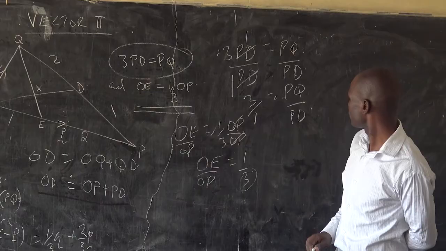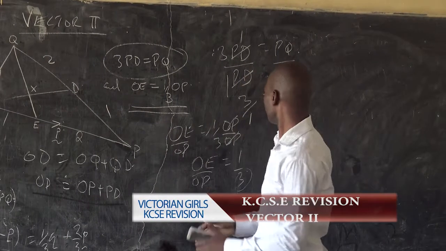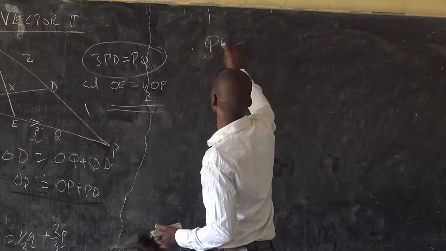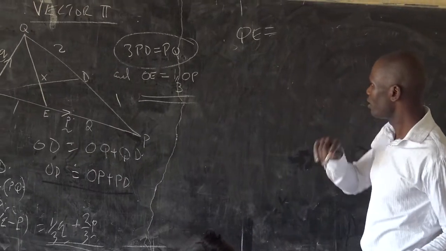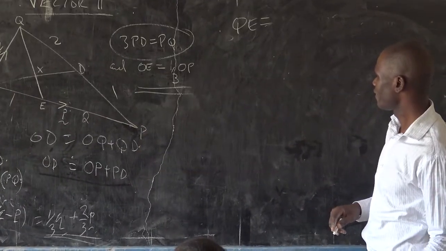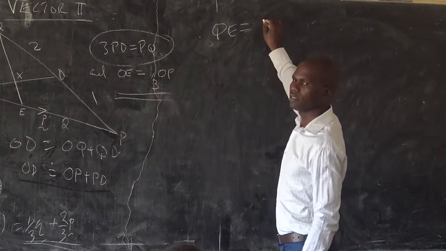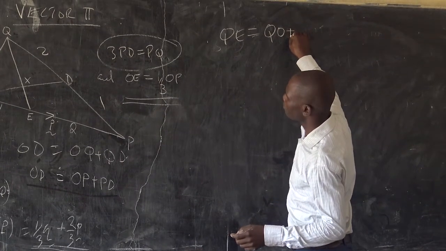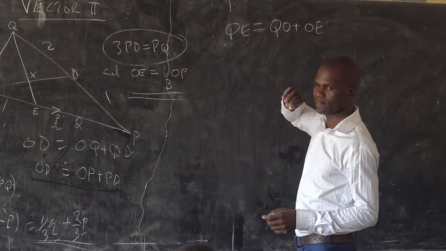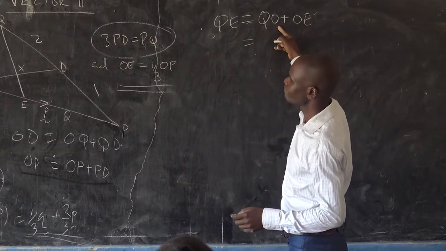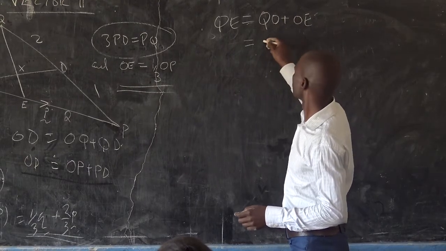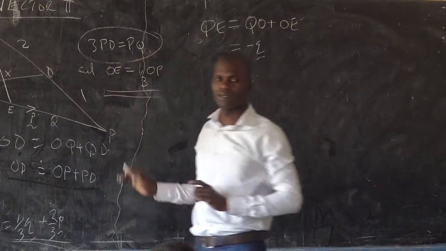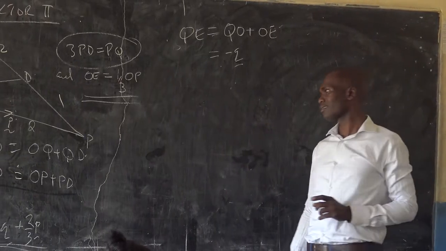Now let's move to the second one, that is QE. So QE, this is the direction we are going to take. So QE is QO plus OP. And what is QO? This is negative Q because simply we are changing direction. Please take into consideration when changing direction, remember the sign. The sign also changes.